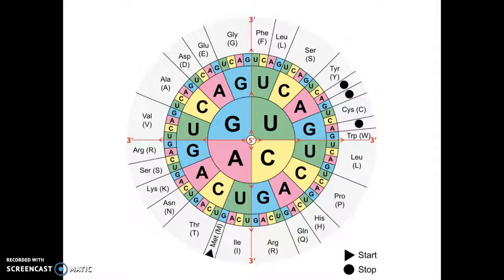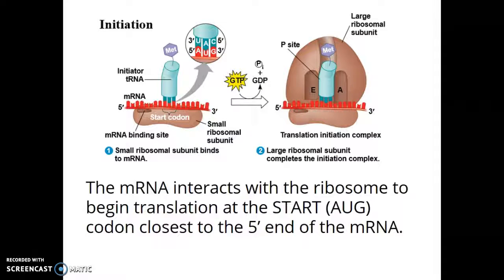So this is another interesting table that I thought was helpful. You can start in the center and work your way out to figure it out as well. Both tables work really well, just a personal preference. So let's go through the stages of making a protein. The first step is initiation.